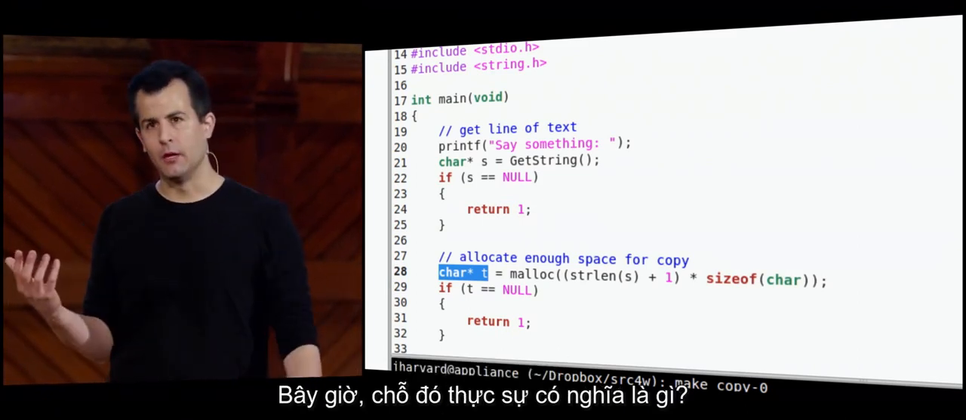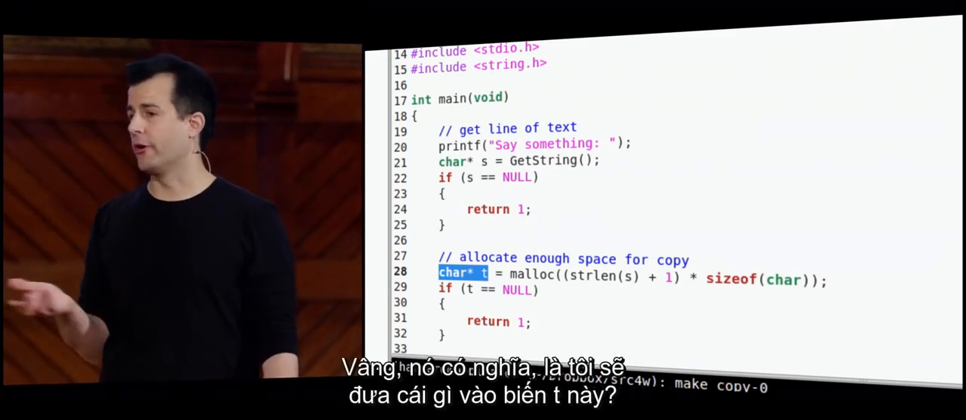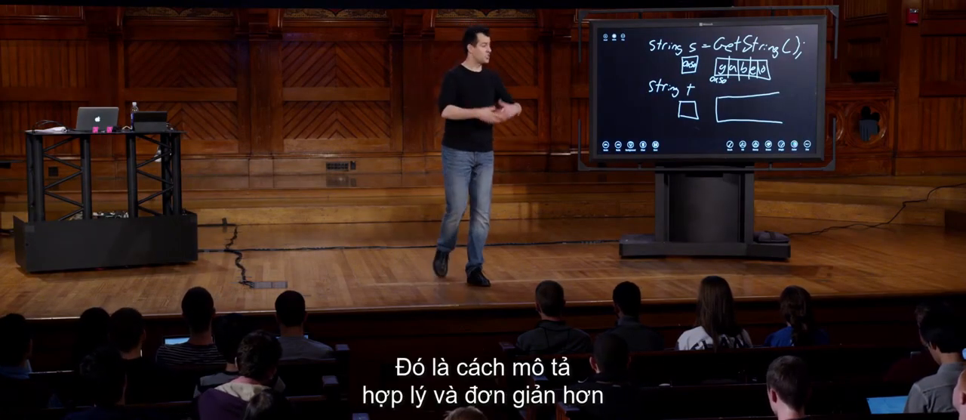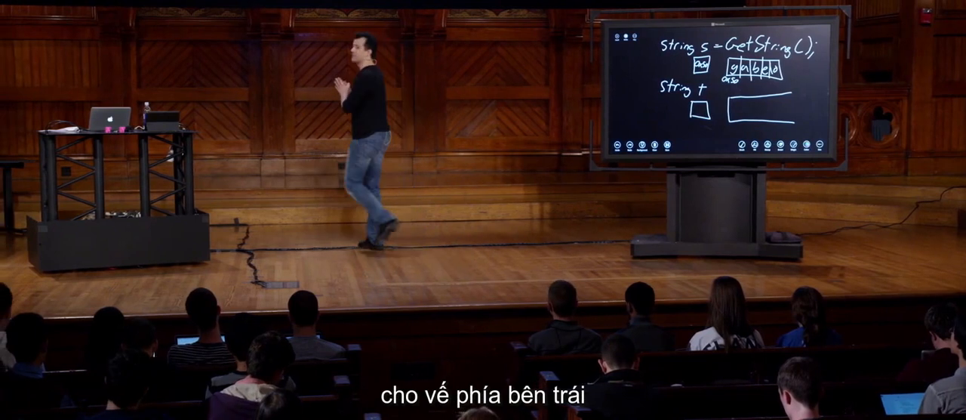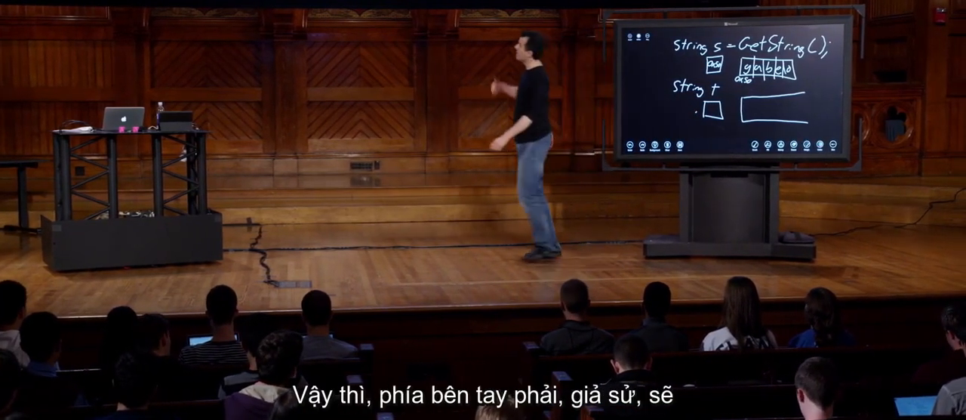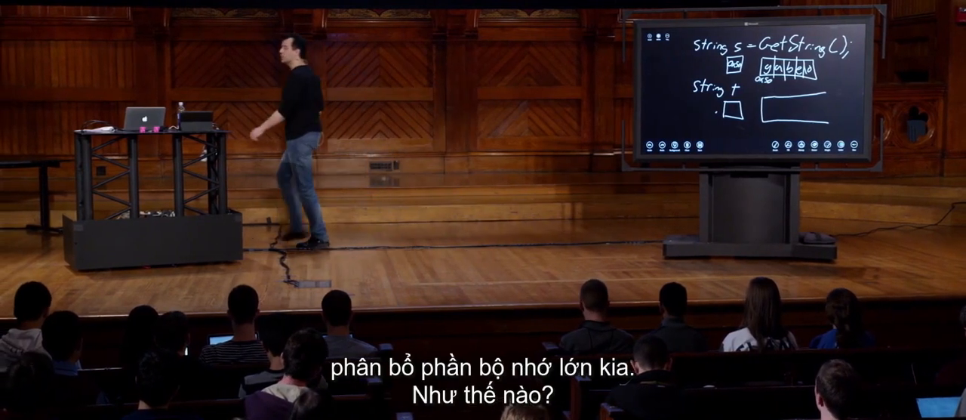Now, what does that really mean? Well, that means what am I going to put in this variable called T? An address of a char. So that's just a simpler, more reasonable way of describing the left-hand side. So that creates this box here only. So the right-hand side presumably is going to allocate that bigger chunk of memory.